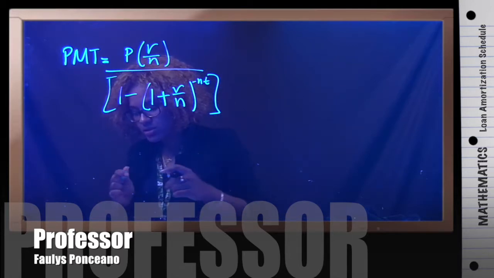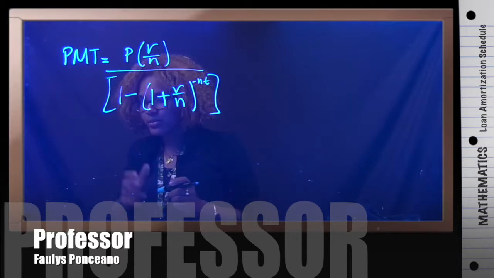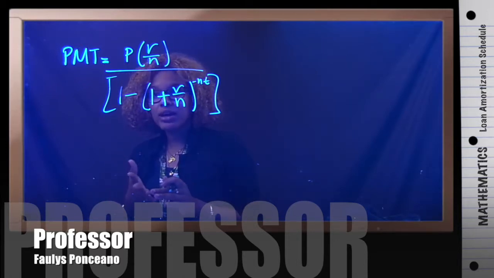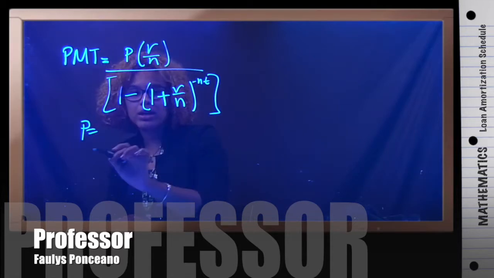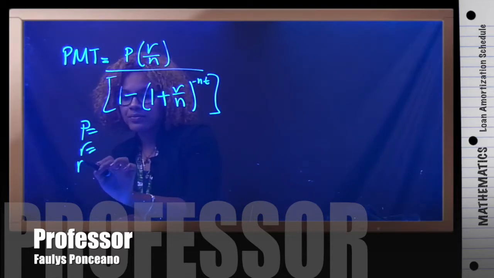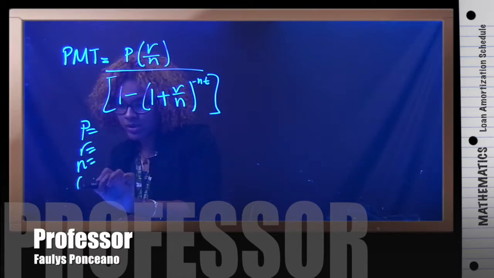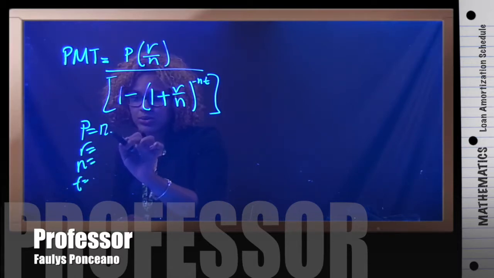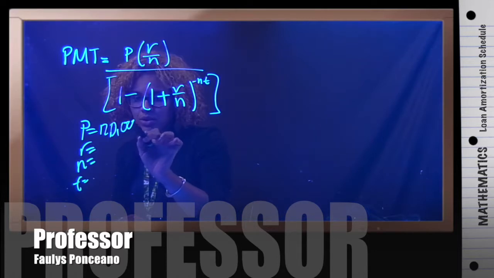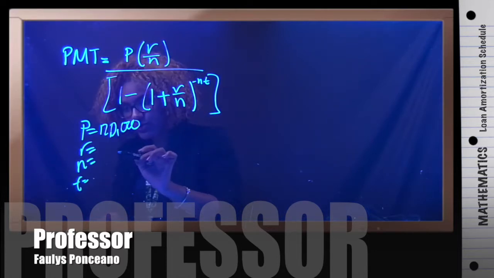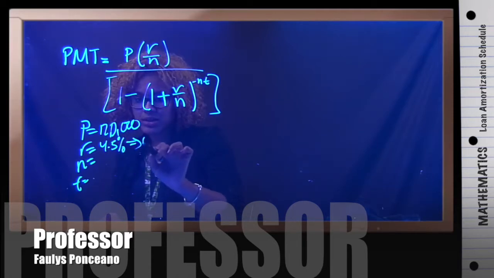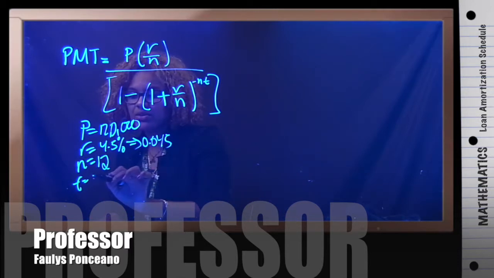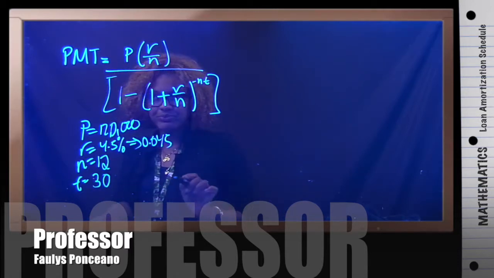Okay, so using this formula, we're going to find the monthly payment. But before we do that, we need to find the key variables that we need to substitute. So we need P, R, and T. P is the 120,000. The rate is 4.5%. Change that to a decimal, 0.045. N is the number of periods, T is time.